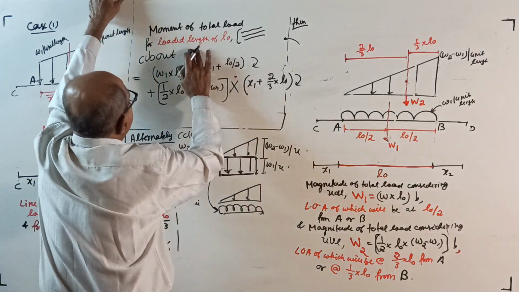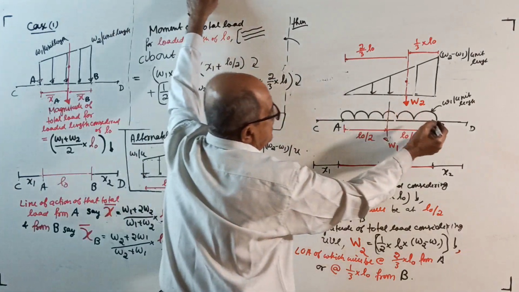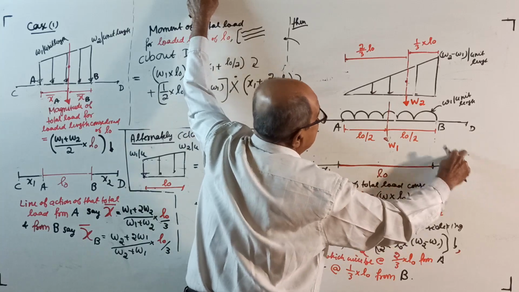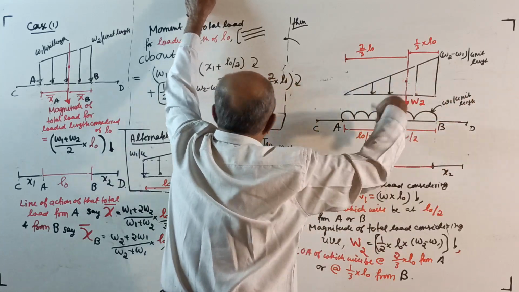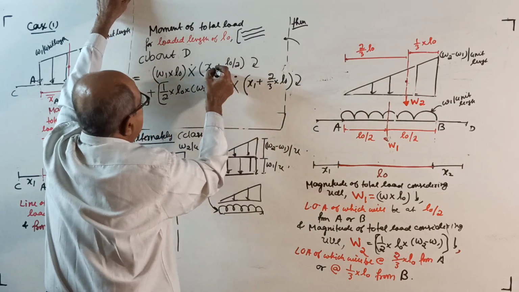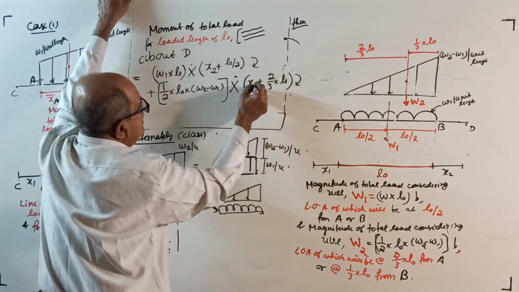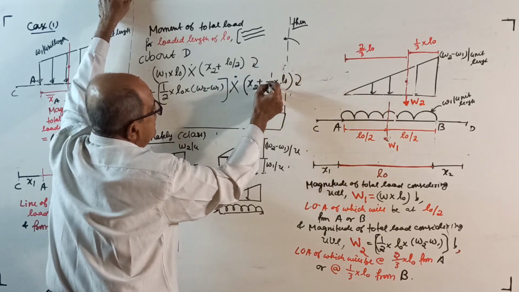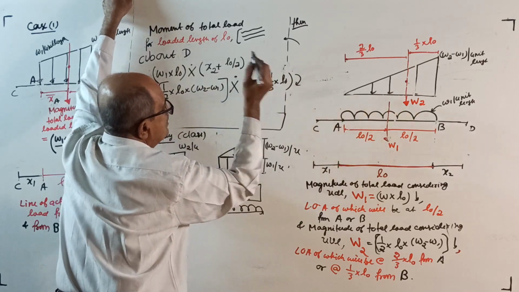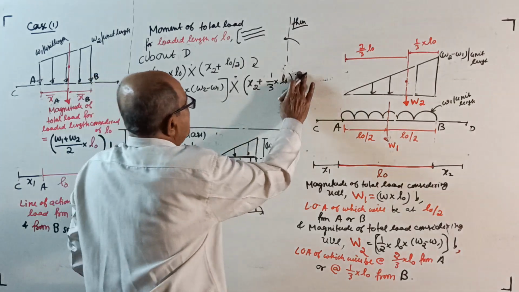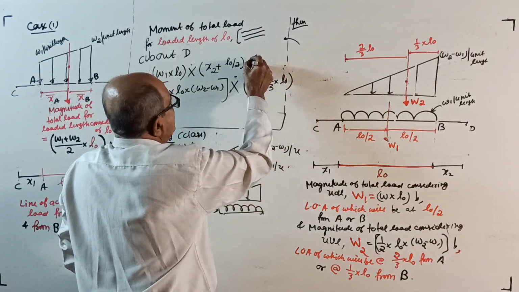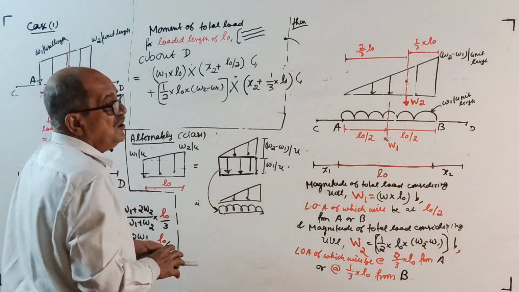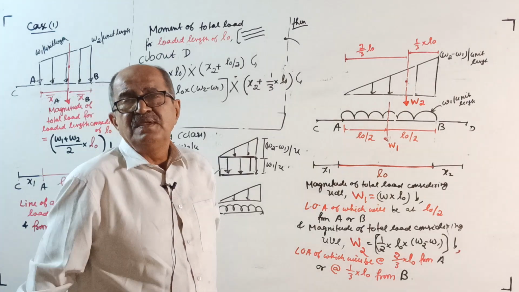Lastly, moment about D. Once again, same thing. This load into this distance, this load into this distance. Both are anti-clockwise. x2 plus L0 by 2, x2 plus 2 by 3 L0. Both are anti-clockwise. Now, case 1, bookwork type, over.